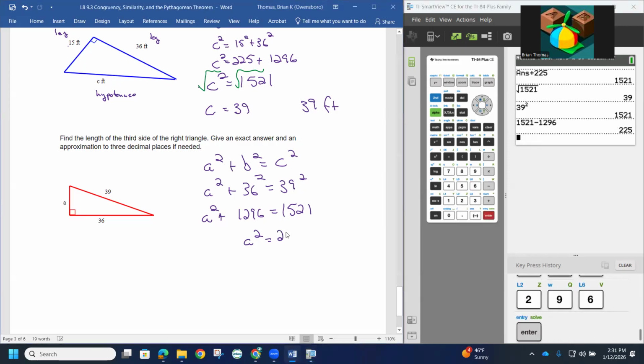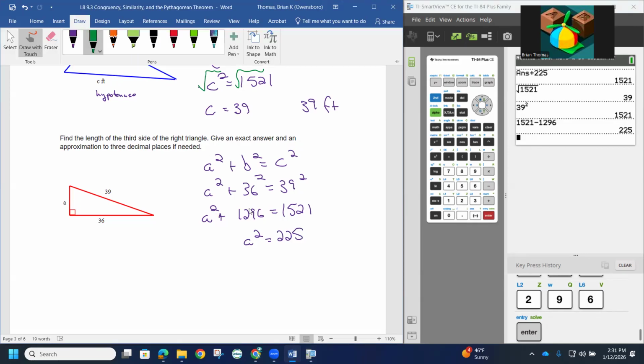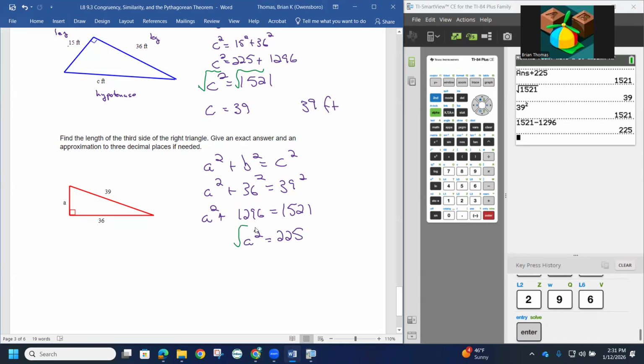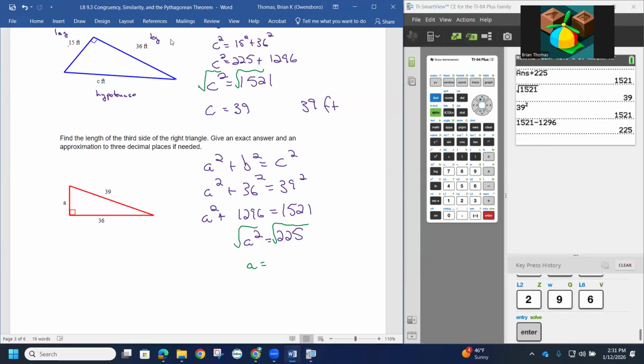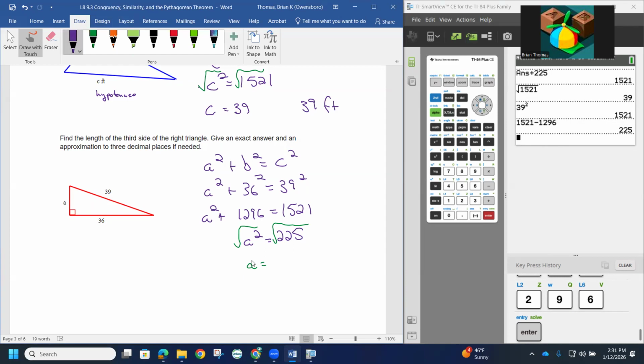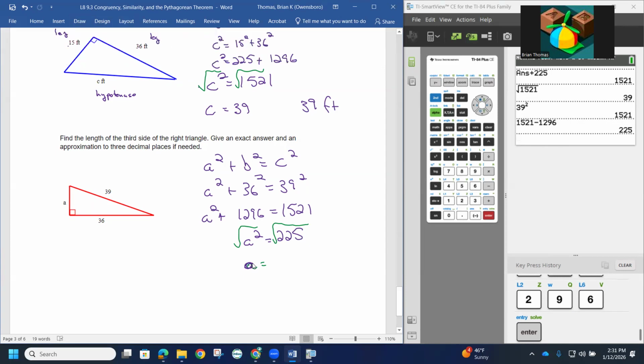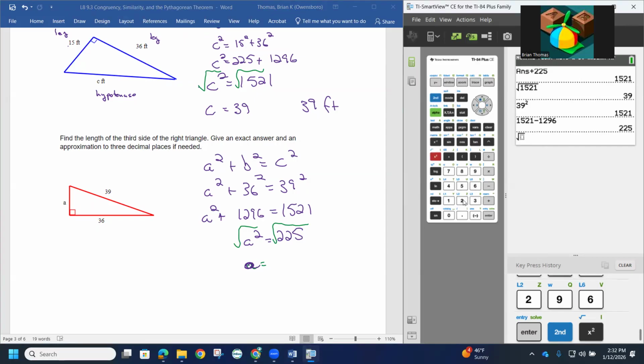Now remember, to solve for A, you still got one more move to do. To get rid of this power 2, you have to use the square root symbol because it undoes squaring. And you have to also do that to the other side. By doing so, I'm left with A. So I end up with this A here. And the square root of 225 would be what A is. So second x squared gives me my square root symbol, 225, and that does give me 15.